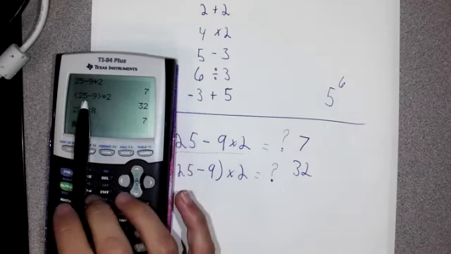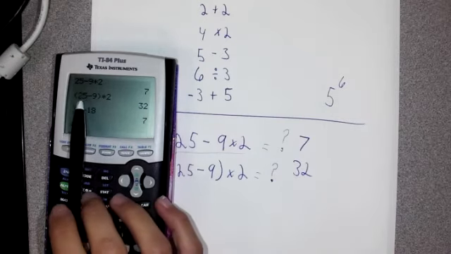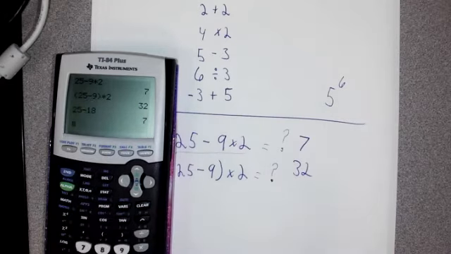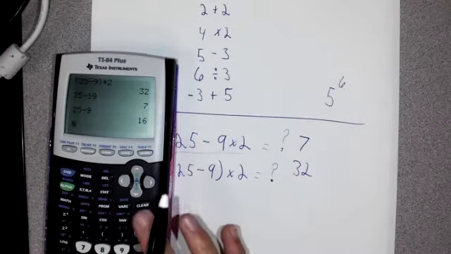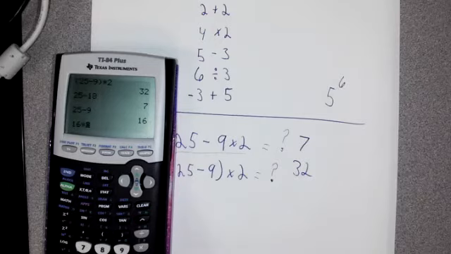Whereas in this case, since the parentheses are here, the calculator knows to do what's inside of the parentheses first and then multiplies it by 2. The 25 minus 9 is 16. So 16 times 2 is 32. So when you're working with the calculator, you have to be very careful that you're following the order of operations.